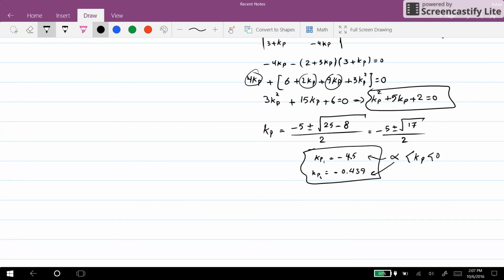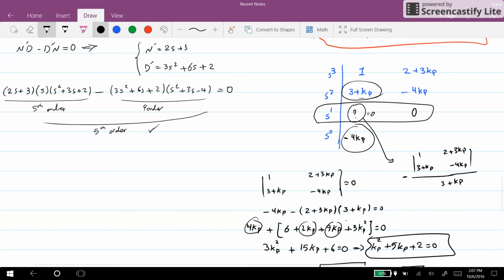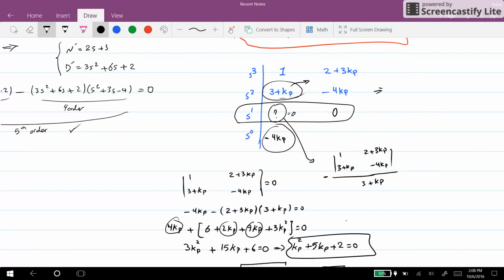So if we set alpha equal to minus 4.5, what happens is that here this 3 plus Kp will become negative, and it means that our system is not stable. So to have the system stable, we need to have 3 plus Kp bigger than 0. We need to have minus 4 Kp bigger than 0 in both cases, because we don't want to have the change of the signs.